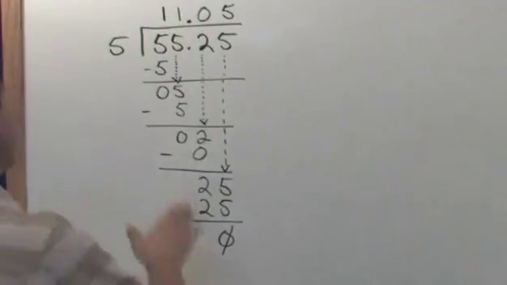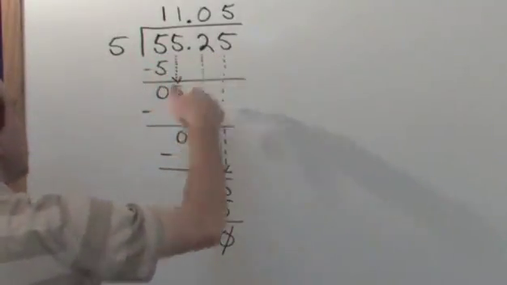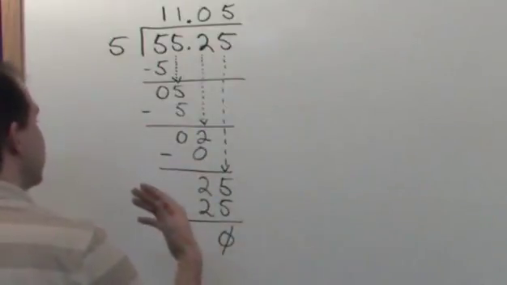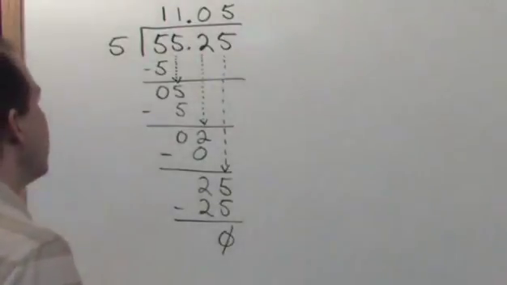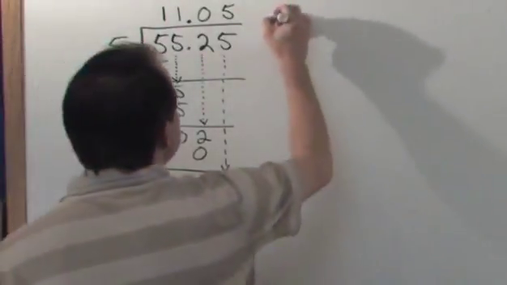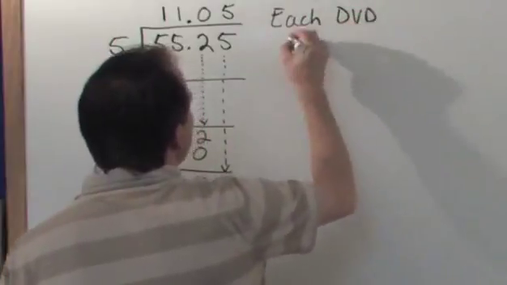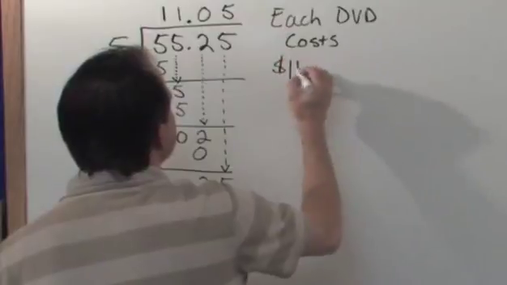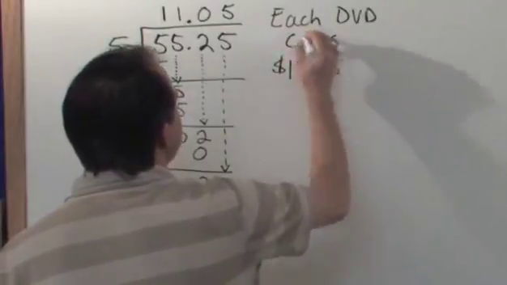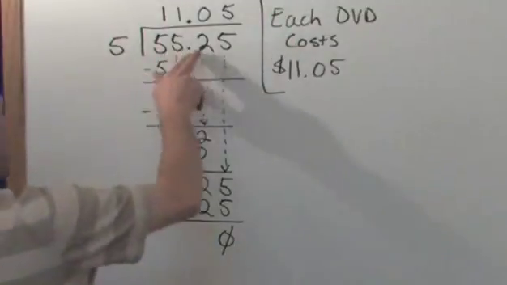And that just means that 5 divides into 55.25 an exact number of times, and that is 11.05 times. So the answer here is that each DVD costs, don't forget we're talking about money, $11.05. Okay, so we started out with $55.25.